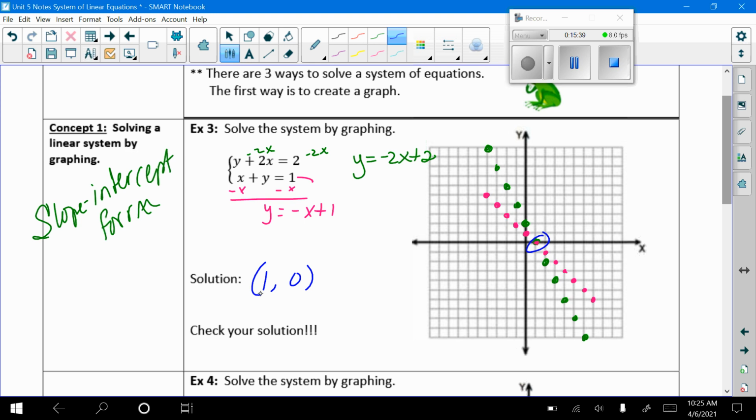And then I can check my solution by putting it into my two equations. So I can say the y value is 0. So 0 plus 2 times 1 is equal to 2. Well, 2 equals 2. That is correct. And then the other one, I'm going to plug it in and say the x value is 1. So 1 plus 0 is equal to 1. 1 equals 1. And that is true.